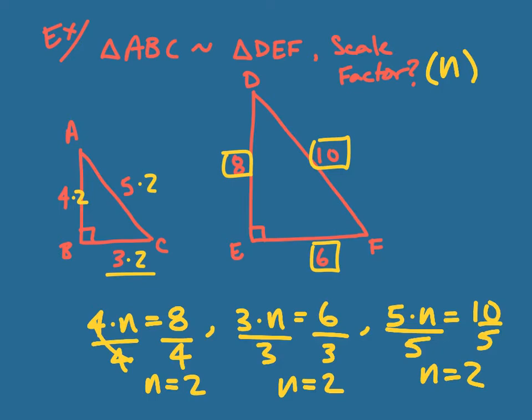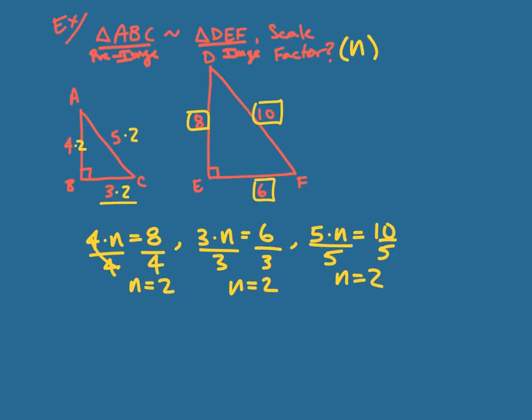Now, another way to do this is to think about what you have here, okay? Triangle ABC is your pre-image, all right, your OG, and then DEF is your image, all right? If you take the side lengths of your image, okay, and you divide by the side lengths of your pre-image, all right, that will also give you your scale factor n, all right?